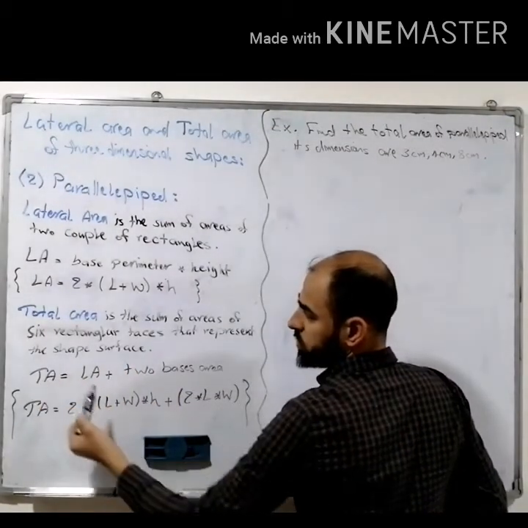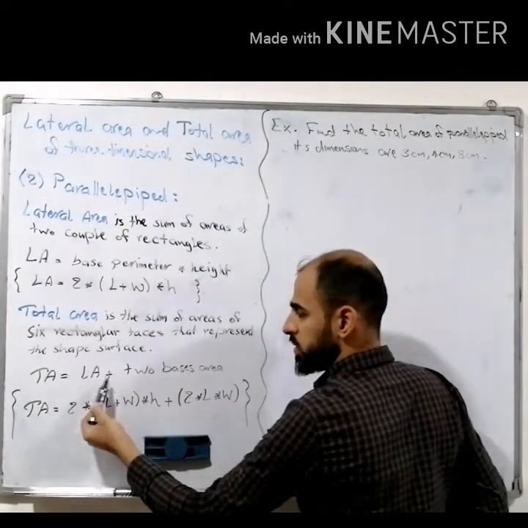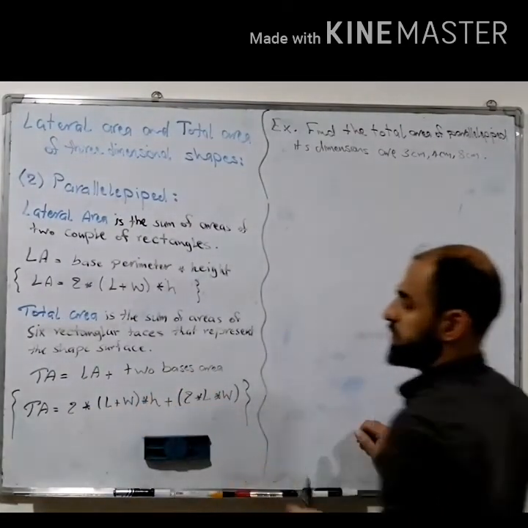Where the total area is the lateral area plus 2 bases area.